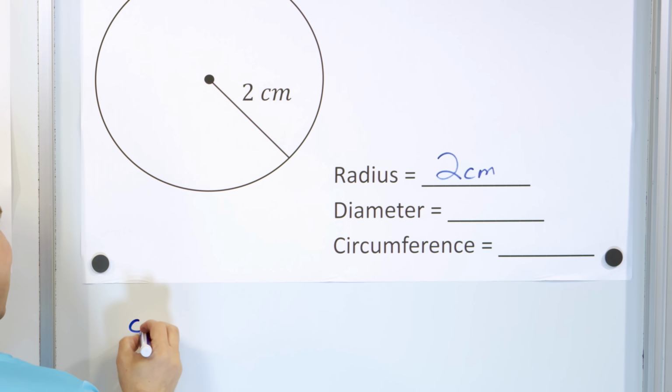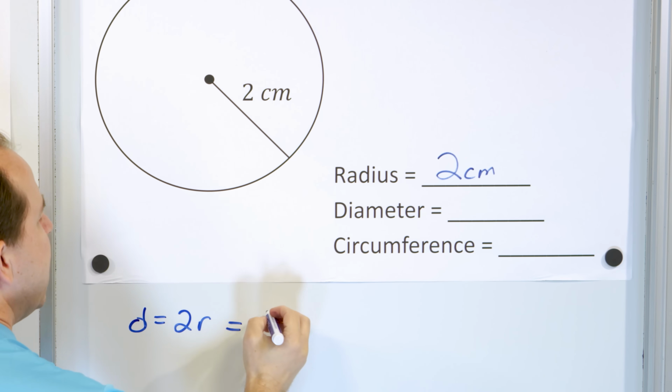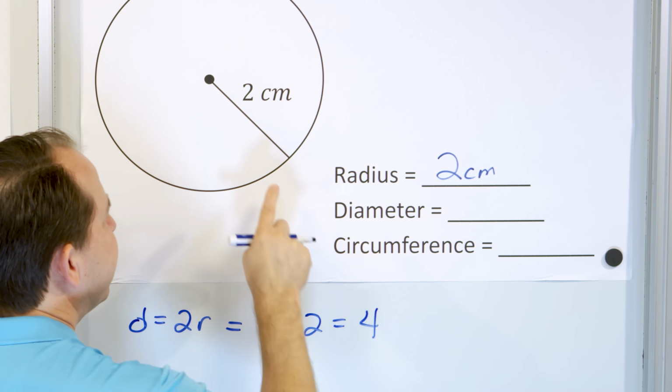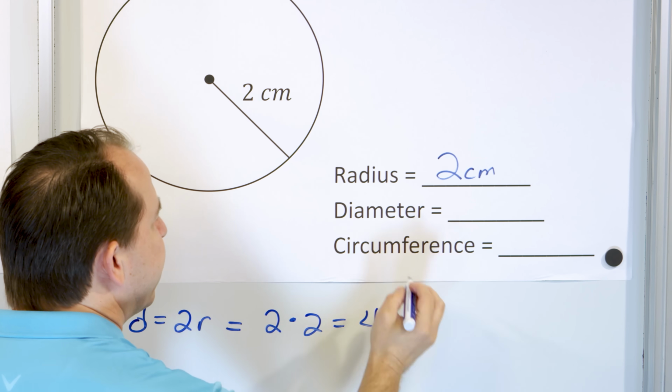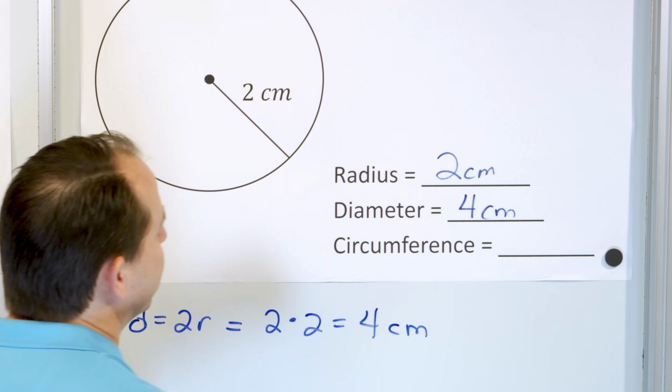But I remember that the diameter of any circle is just 2 times its radius, because it's just all the way across, right? And 2 times the 2 here is 4. And since it's in centimeters, it's 4 centimeters. So I just go right up here and say the diameter is 4 centimeters, always 2 times the radius.